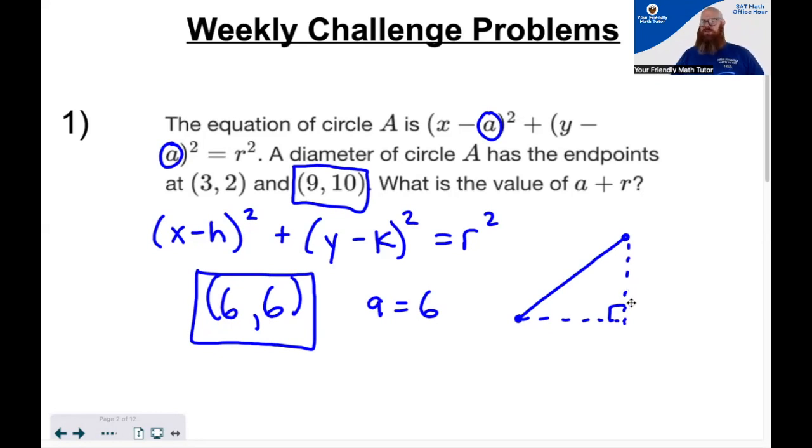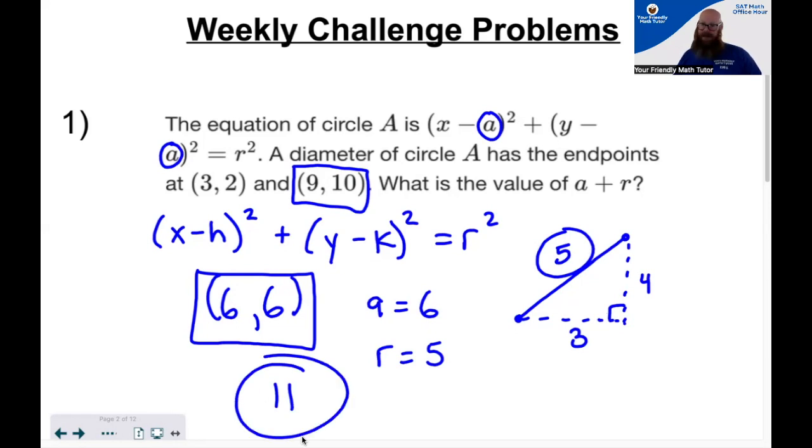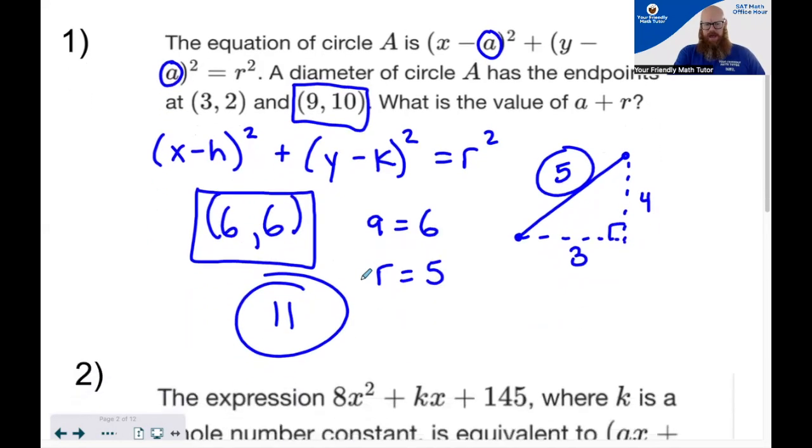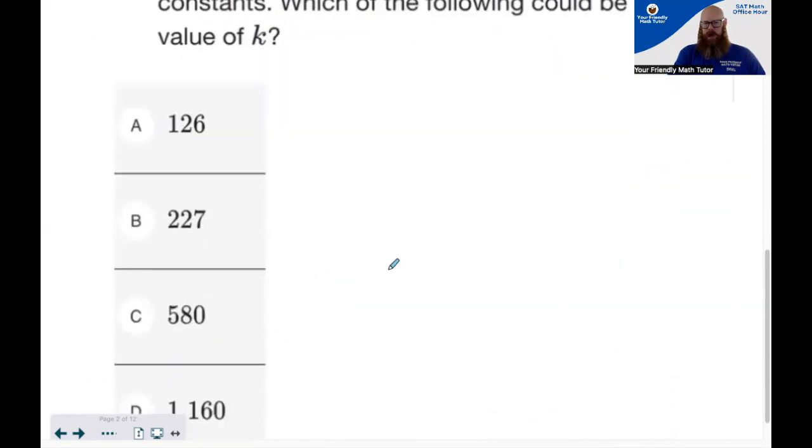But the reason that this one is better to do this way is because look at what they do. The distance from 6 to 9 is 3, and the distance from 6 to 10 is 4. So we just have a 3, 4, 5 triangle. All right. So that tells us that the radius is 5. And they want a plus r. So 6 plus 5 is 11. And that is the final answer. Okay. So let's keep going.